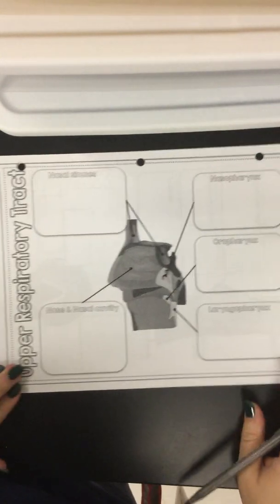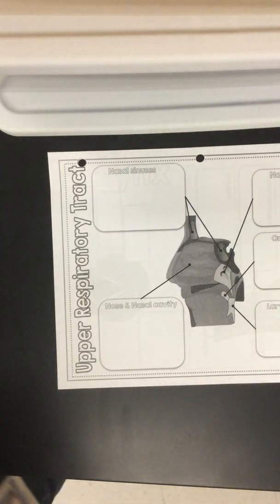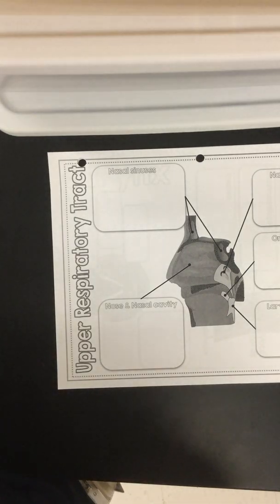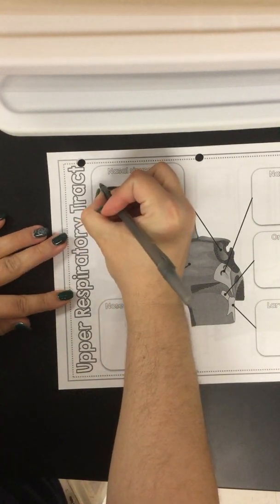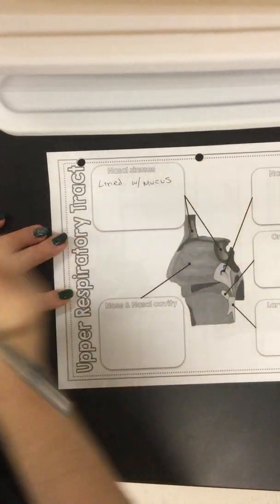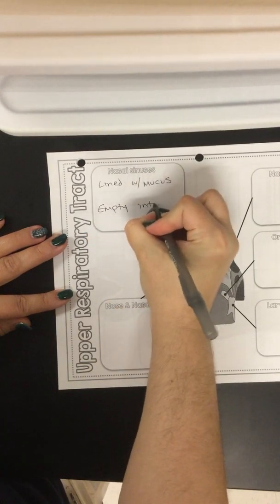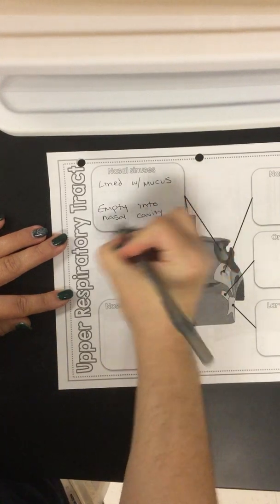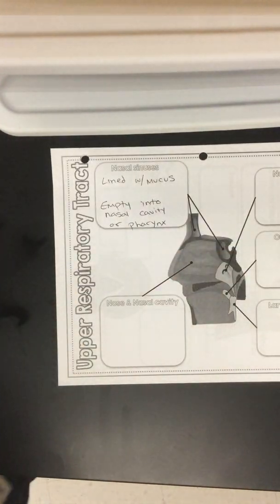Alrighty. So starting with this one that says upper respiratory tract. I'll actually start over here on the left. The nasal sinuses. Obviously they're called that because they're in the nasal cavity. They are these right up above the nose. Lined with mucus, and they empty into the nasal cavity or pharynx.